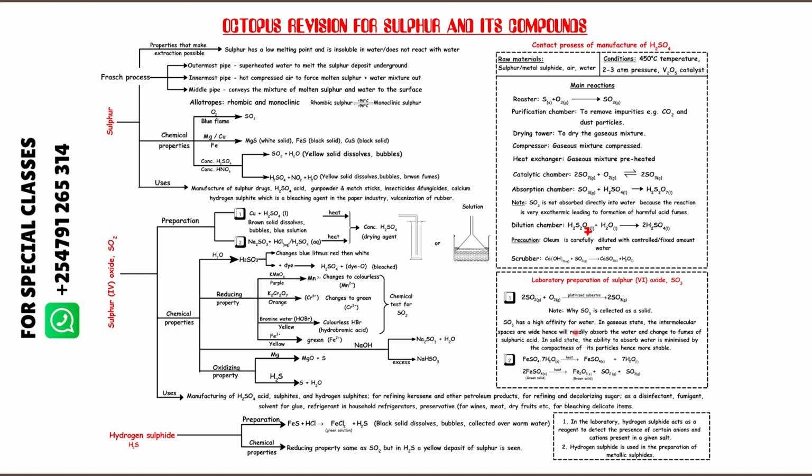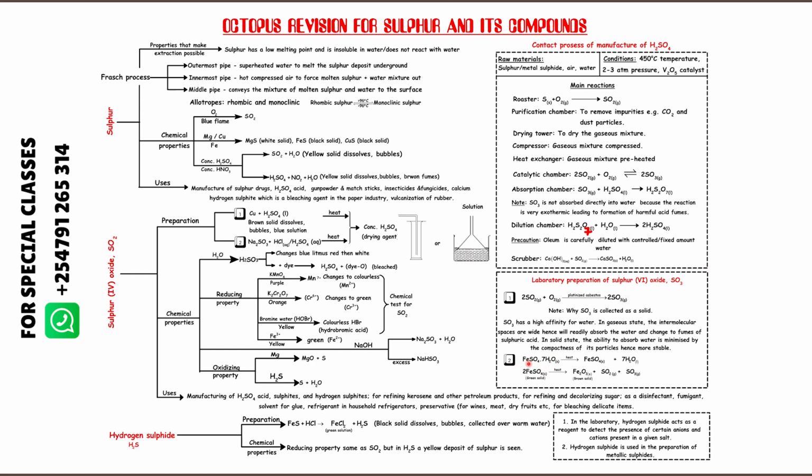Now, why is it collected as a solid? Sulfur 6 oxide has a high affinity for water. In gaseous state, the intermolecular spaces are wide and readily absorb water and change to fumes of sulfuric acid. In solid state, the ability to absorb water is minimized due to the close packing of the molecules, or rather due to the compactness of the particles, and hence it is more stable.